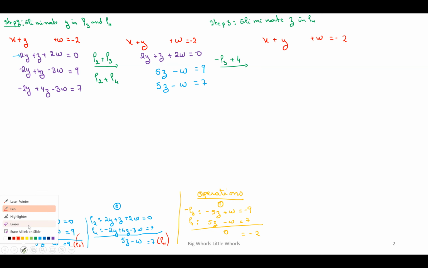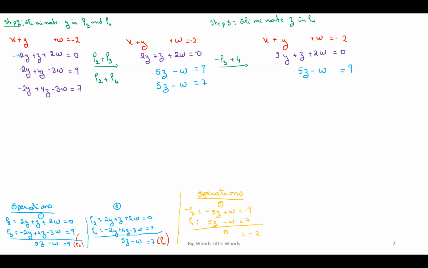In the first step, we have 2y plus z plus 2w equals 0. After the first step, you haven't done anything to row 2 anymore. In the second step, when we eliminated y, we end up with row 3, which is 5z minus w equals 9. And in this third step, we have only done something to row 4.